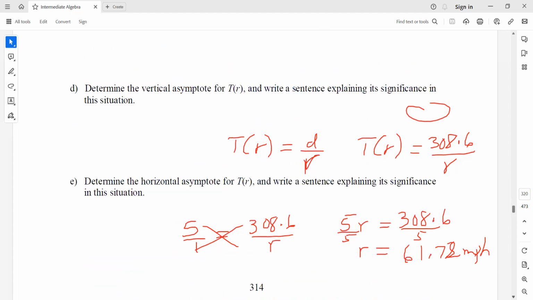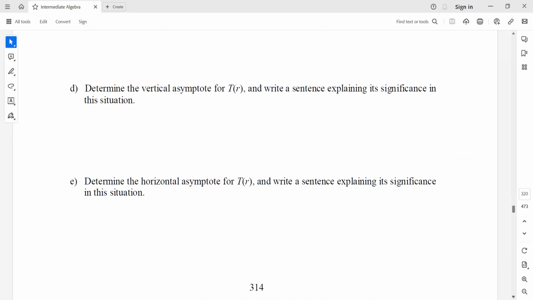Now, with D, you are told to determine the vertical asymptote for T of R. So remember, vertical asymptote is equating the denominator to 0 and then solving for your input. In this case, it is R. Now R equals 0, so that will be my vertical asymptote. Now it says write a sentence explaining its significance.